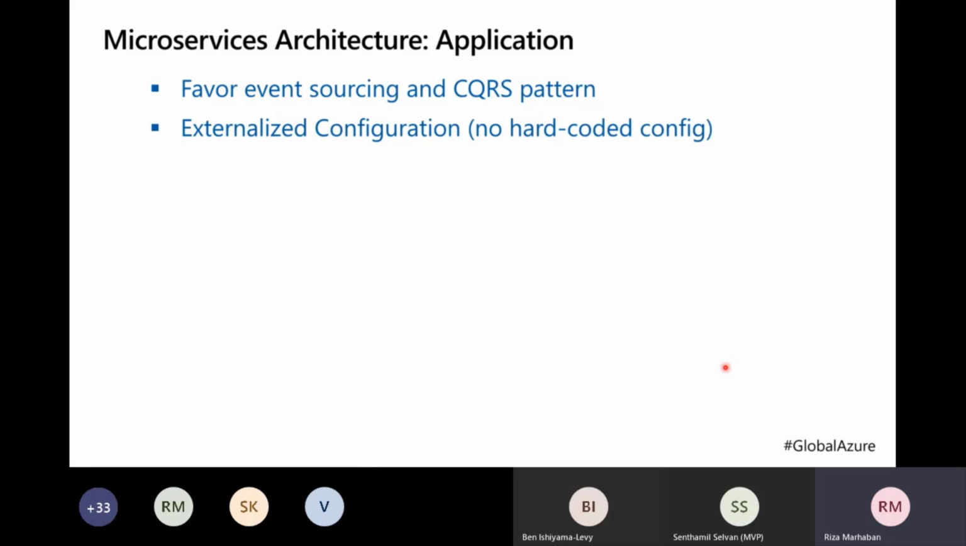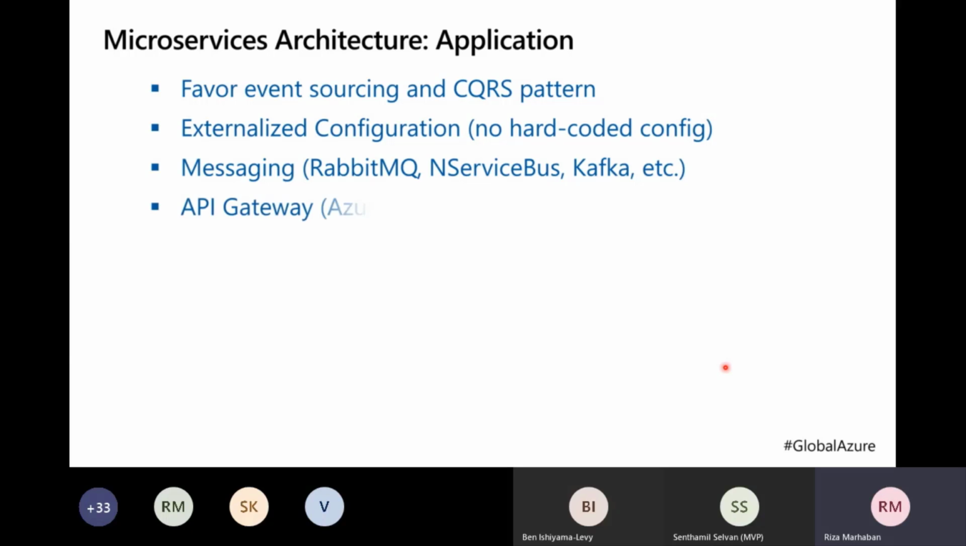And then make sure no hard-coded configuration. And then you have to have messaging. For example, you can use RabbitMQ, Service Bus, Kafka, or any other. If you use Java, you can use Spring Boot or this kind of thing. And then API gateway. I usually use Azure API Management. These are top choices of easy to manage.